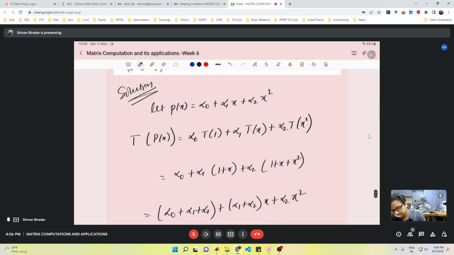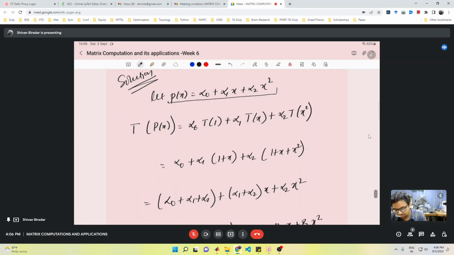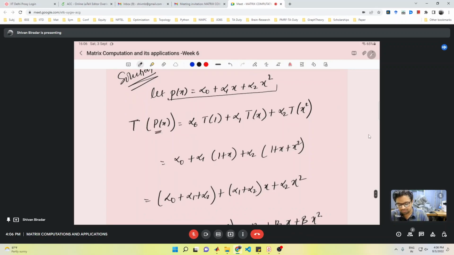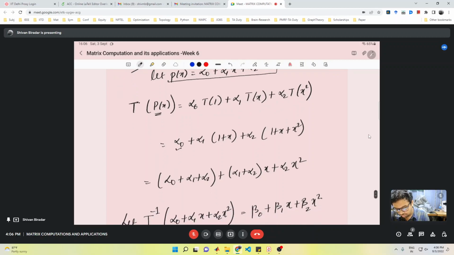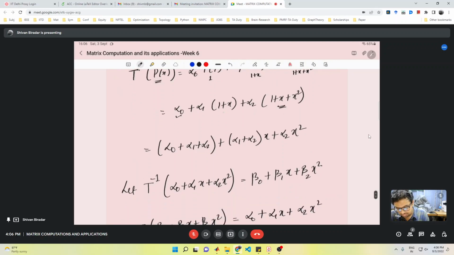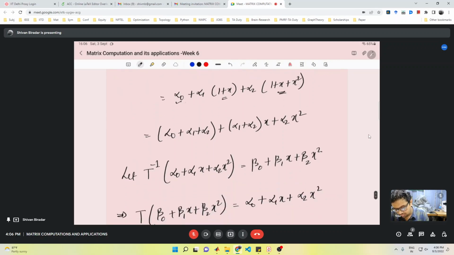So let us assume that the second degree polynomial p of x is given like this. So p of x equal to alpha naught plus alpha 1 x plus alpha 2 x square. So the transformation T of this polynomial p of x would be this. So by definition, T of 1 would be 1, and T of x would be 1 plus x. T of x square would be 1 plus x square. This is what is written here. So simplification of this would give us this polynomial, which is alpha naught plus alpha 1 plus alpha 2, plus alpha 1 plus alpha 2 into x, then alpha 2 into x square.